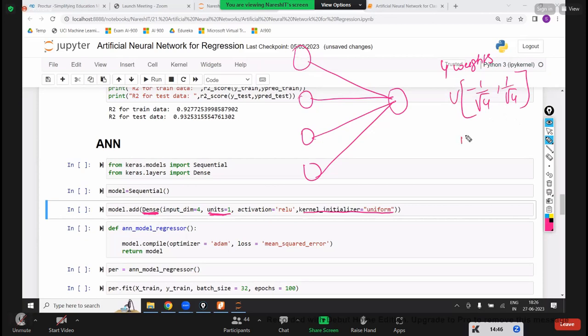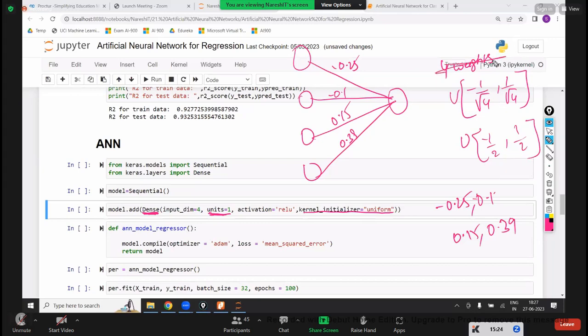That is -1/2 to +1/2. So 4 weights, it is going to consider like this. What are the values randomly? -0.25, -0.1, plus 0.15, plus 0.39. Total 4 values. So -0.25, -0.1, 0.15, and 0.39. It is going to consider like this. This is the meaning of this particular line.